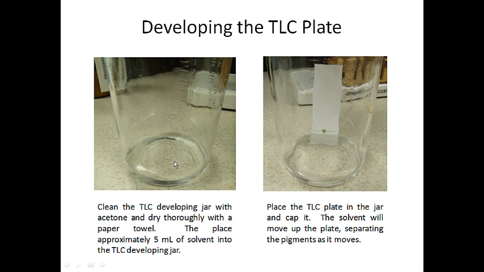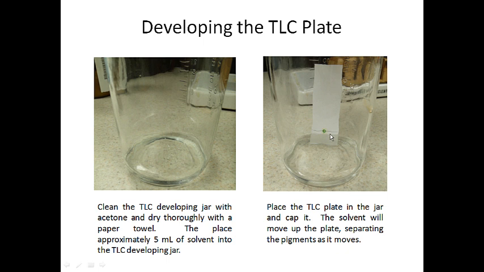You add probably 5, 6, 7 milliliters of solution. Actually, in this picture, I didn't add enough. You want the solution to cover the little bulge here in the bottom of the jar. So you want the solution to be smooth across. Then you're going to place your TLC plate in the jar.